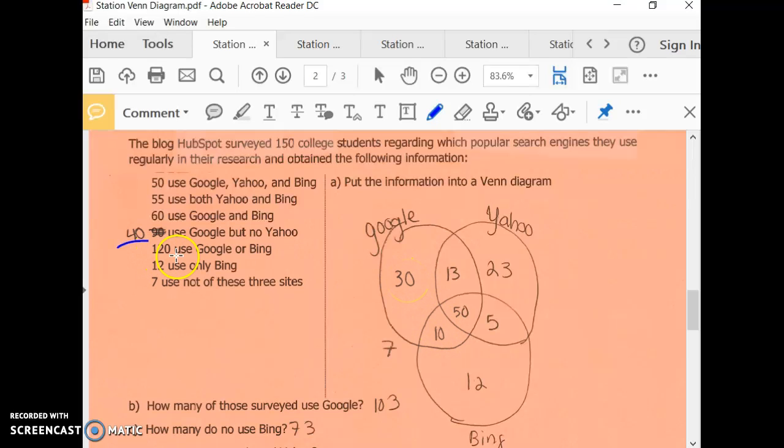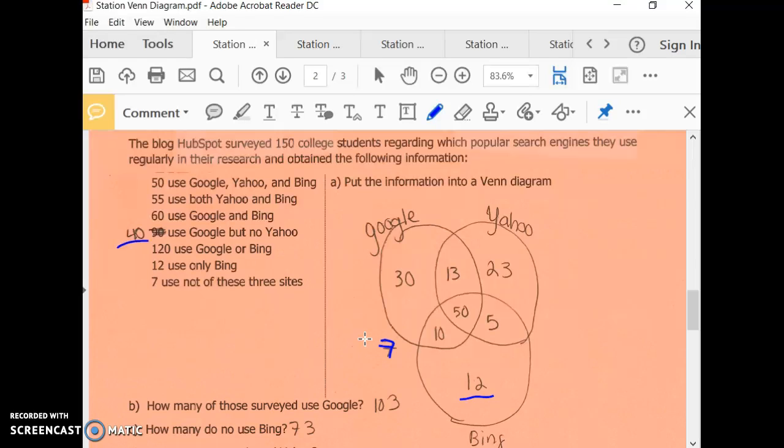120 use Google or Bing. So I have all of this filled out. So all of this filled out. Those all added together have to give me 120. 50 plus 30 is 80 plus 10 is 90 plus 13 is 103 plus 12 is 115 plus 5, 120. Then 12 only use Bing, which goes right there. 7 use none of these sites, right there.